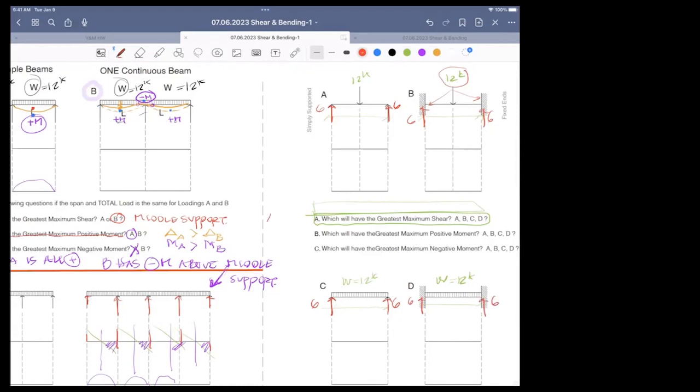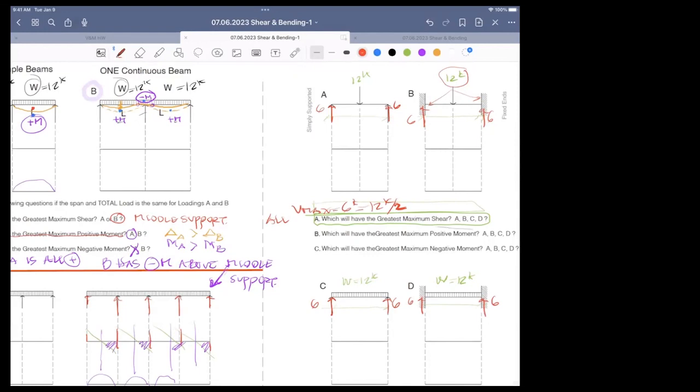And so all maximum shears are 6 kips. Are we good on that one? It's half of 12. Okay. Question B. Which will have the greatest maximum positive moment? A, B, C, or D?